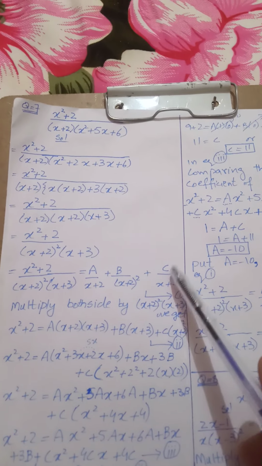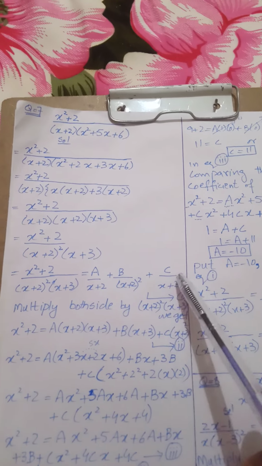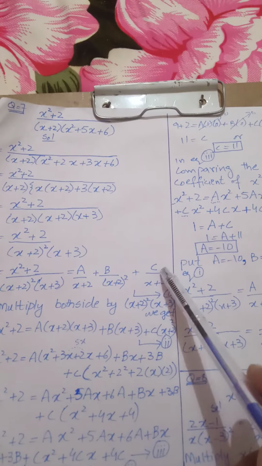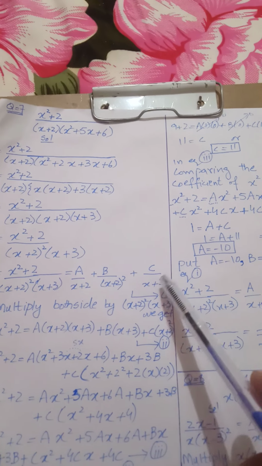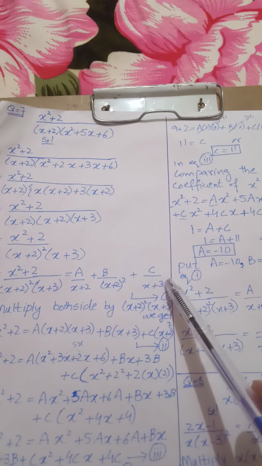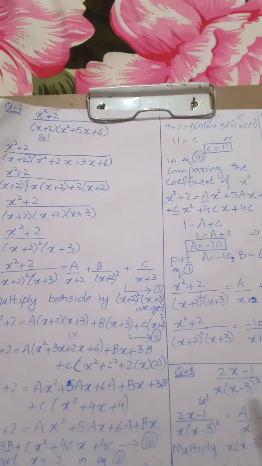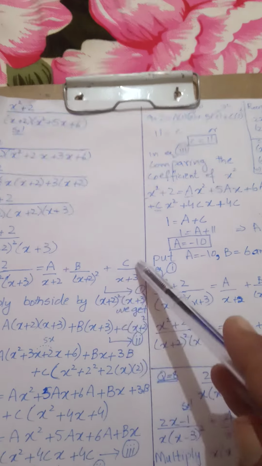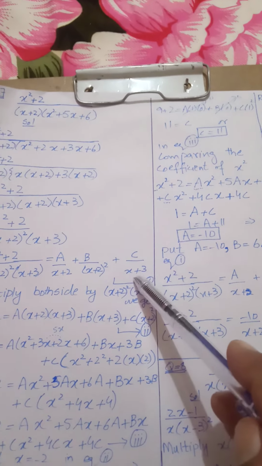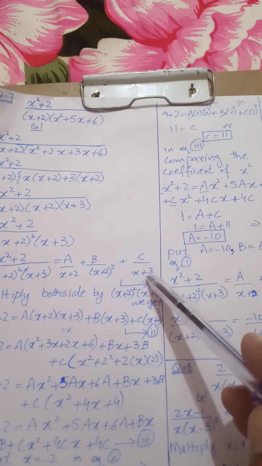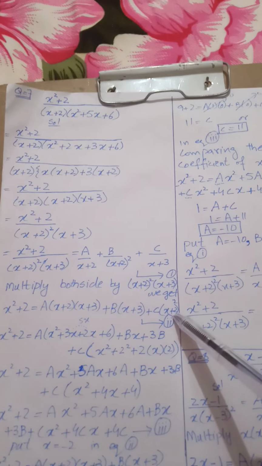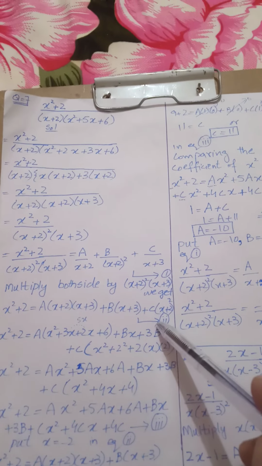Similarly, this is c into x plus 3. If we multiply x plus 2 whole square and x plus 3 over here, x plus 2 whole square will be cancelled, and just x plus 2 will be the remaining part. Likewise, when we multiply x plus 2 whole square x plus 3 over here, x plus 3 will be cancelled out, and just x plus 2 will be the remaining part of this. So we can write it over here. Now this is equation number 2.